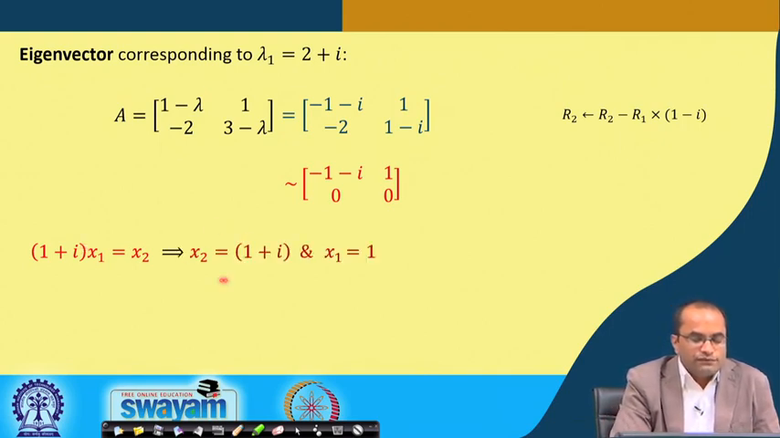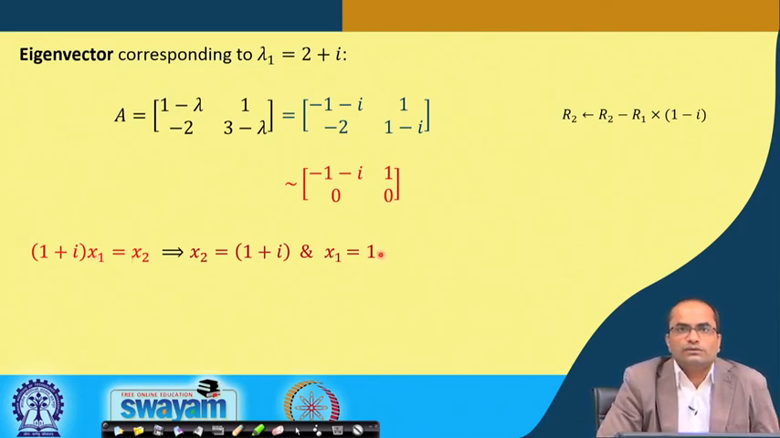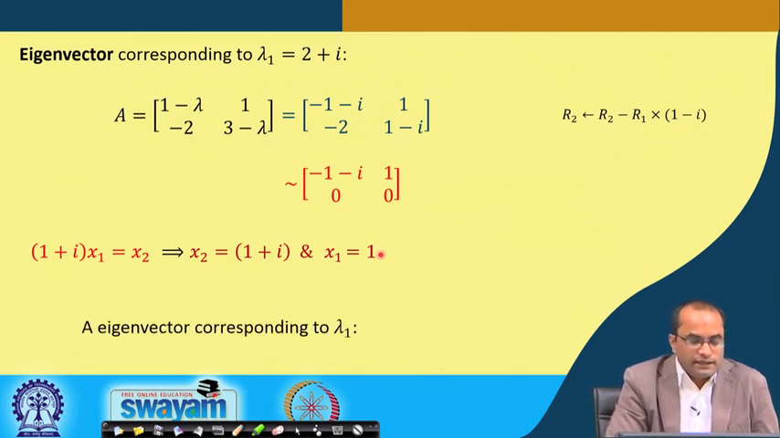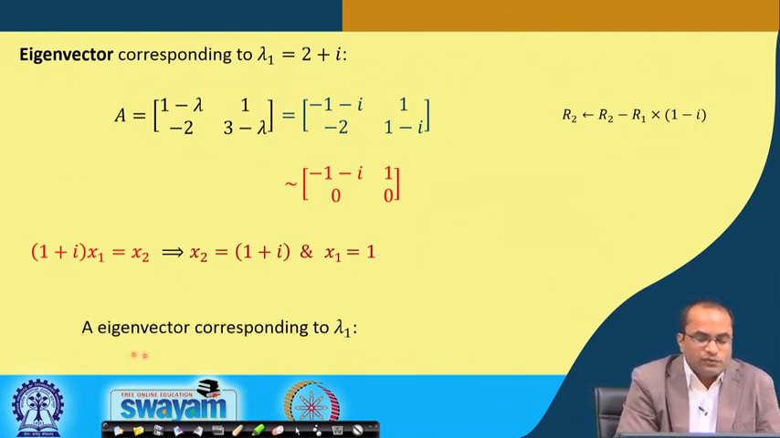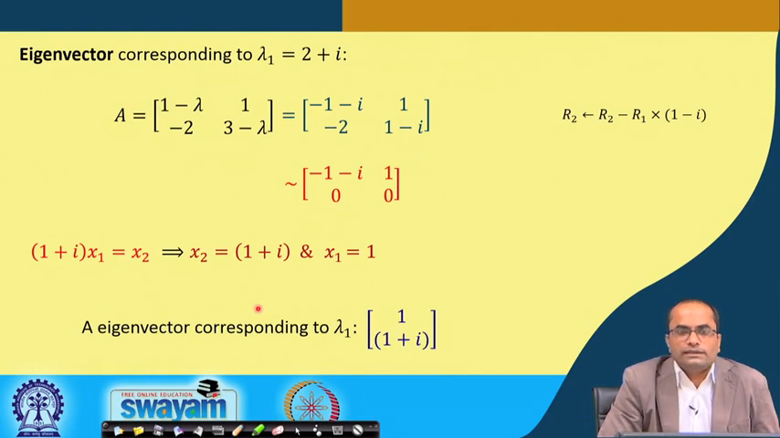So, by doing so, if we take x 2 as 1 plus i, then we are getting x 1 equal to 1. So, that is one possible eigenvector we are getting here. The eigenvector corresponding to this lambda 1 is nothing but 1 and 1 plus i, that is the eigenvector corresponding to this eigenvalue 2 plus i.